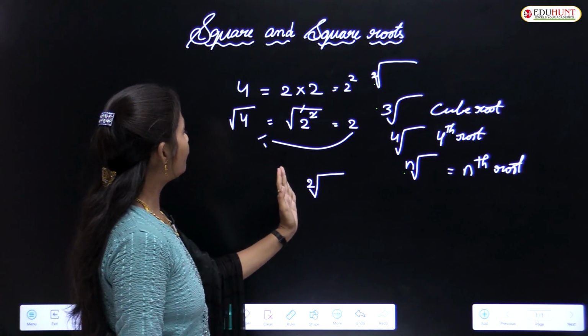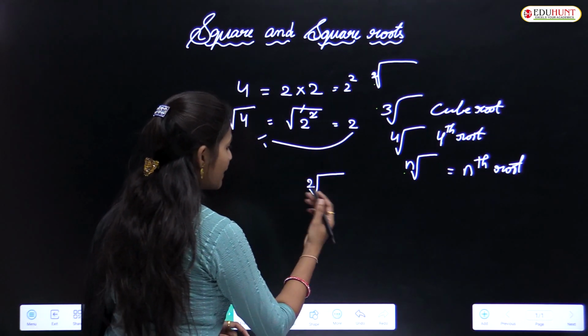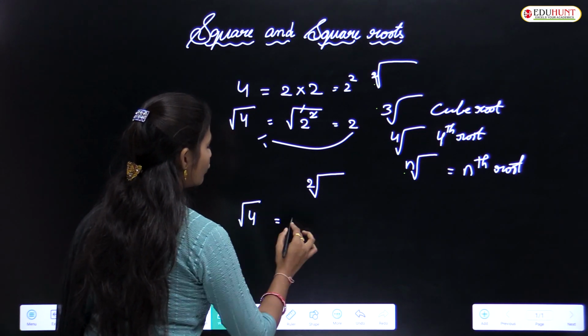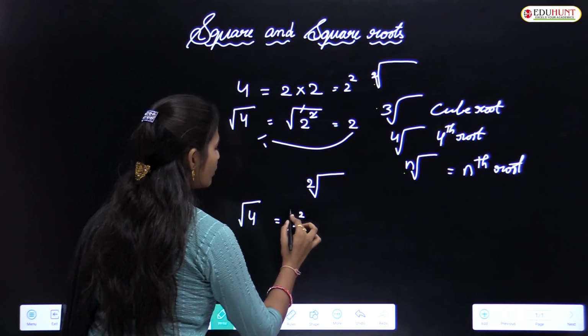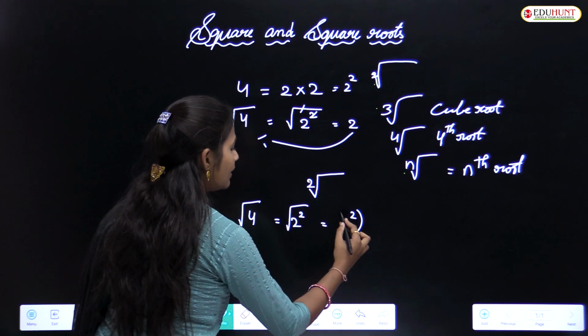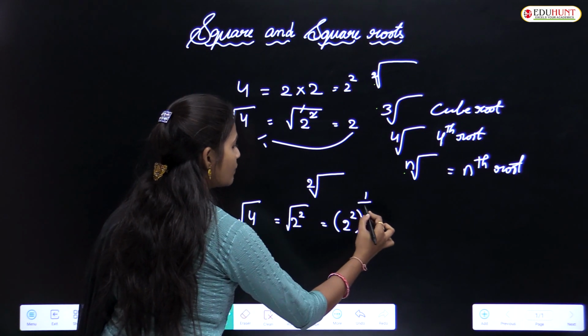If you convert this into power form, the square root of 4 we can write as 2 square whole to the power, so we can convert this into 2 square. This square root becomes 1 by 2.